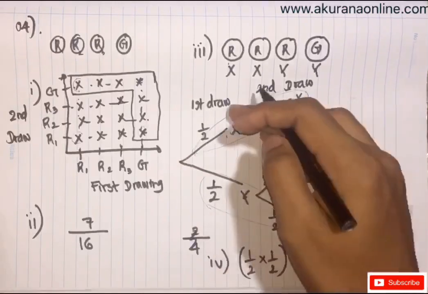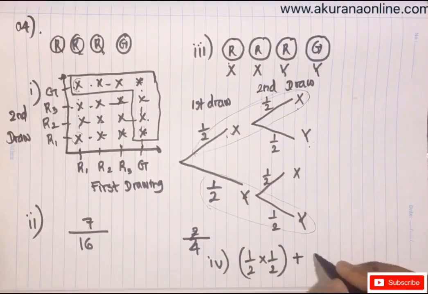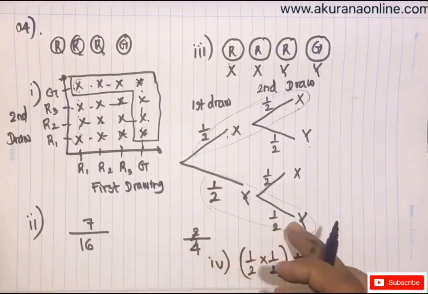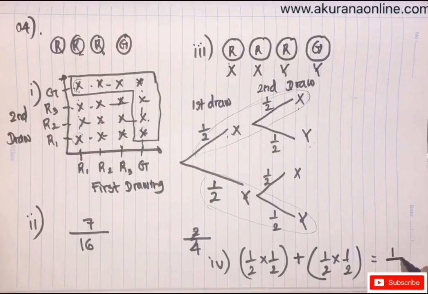And with this, since now you are dealing with y, you have to add with the probability of this. Since it is in the same branch, you have to multiply half by half. So the answer you will be getting is 1/4 plus 1/4, that is equal to 2/4. Also if you simplify that, you will be getting half. Okay.